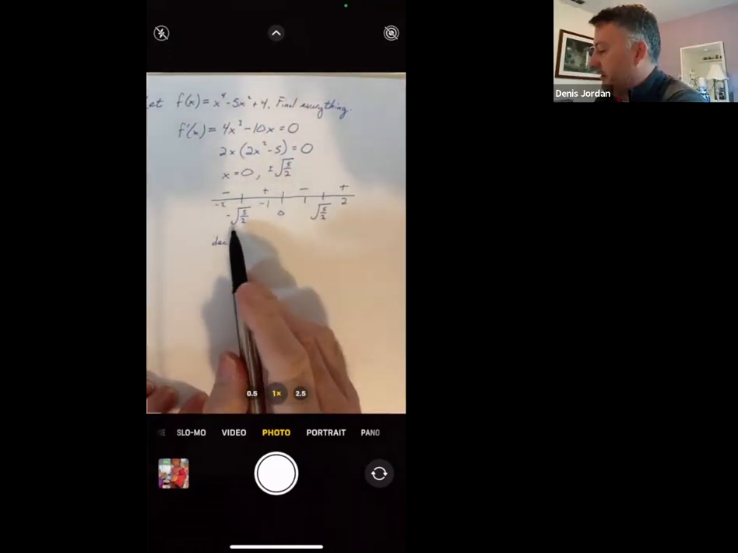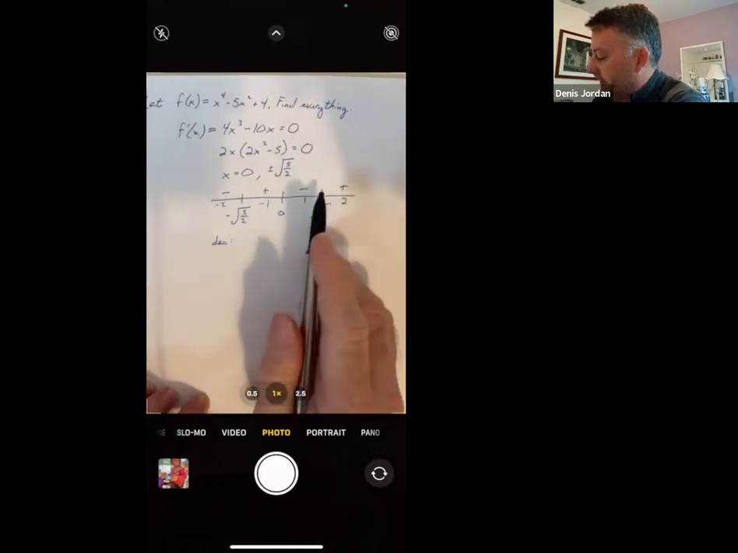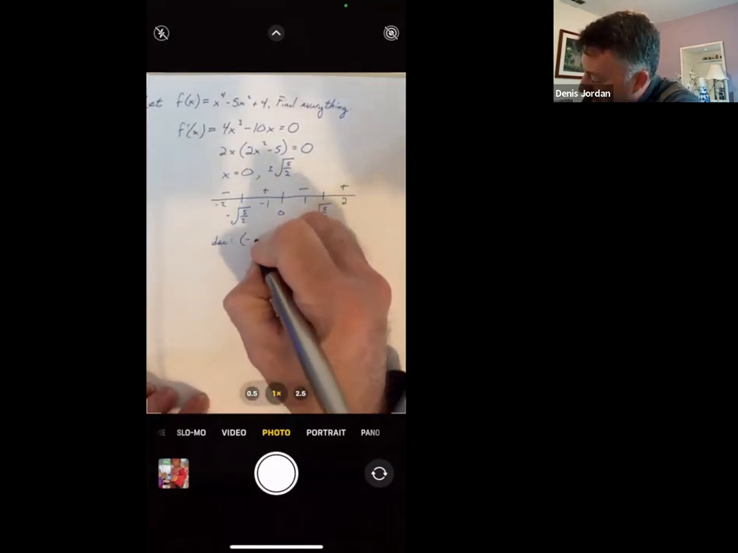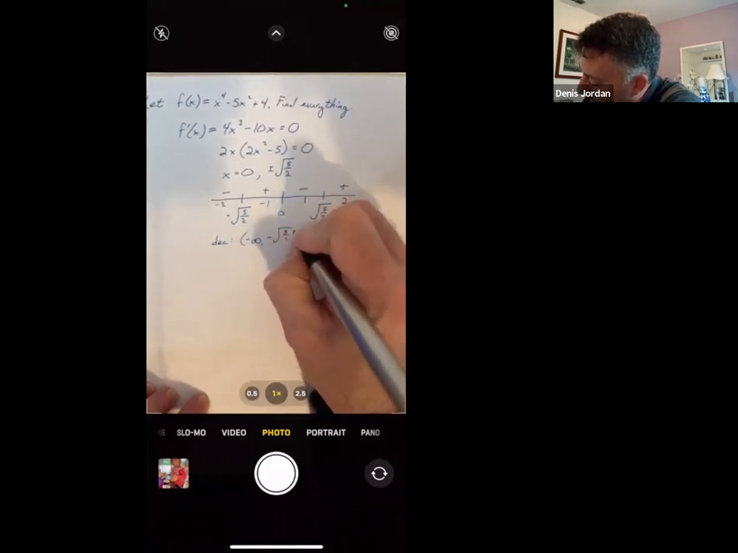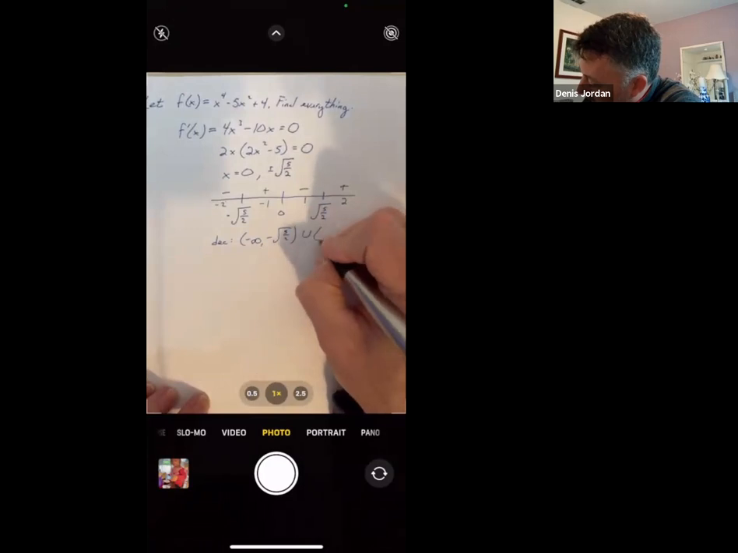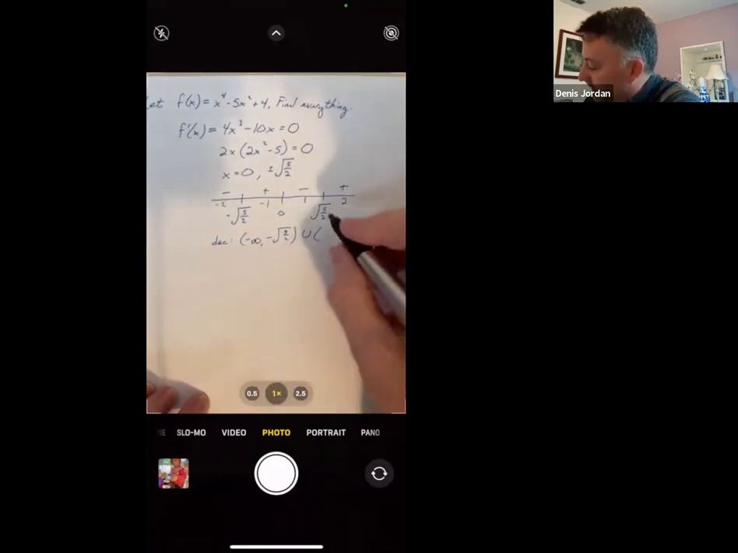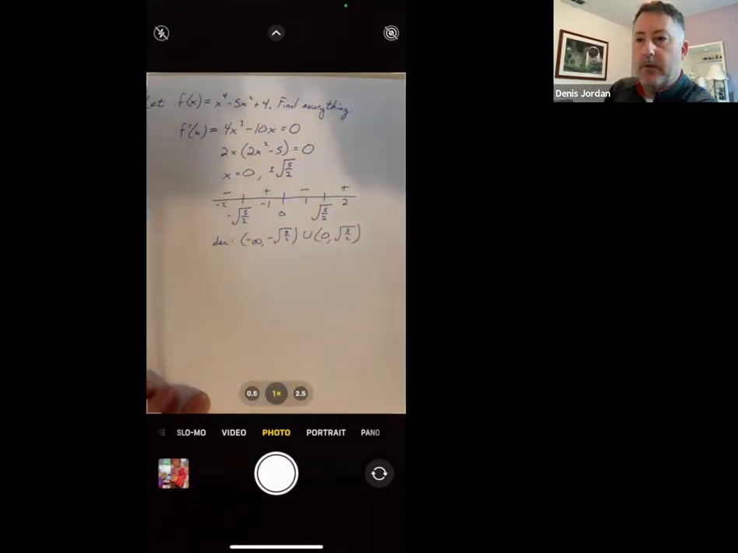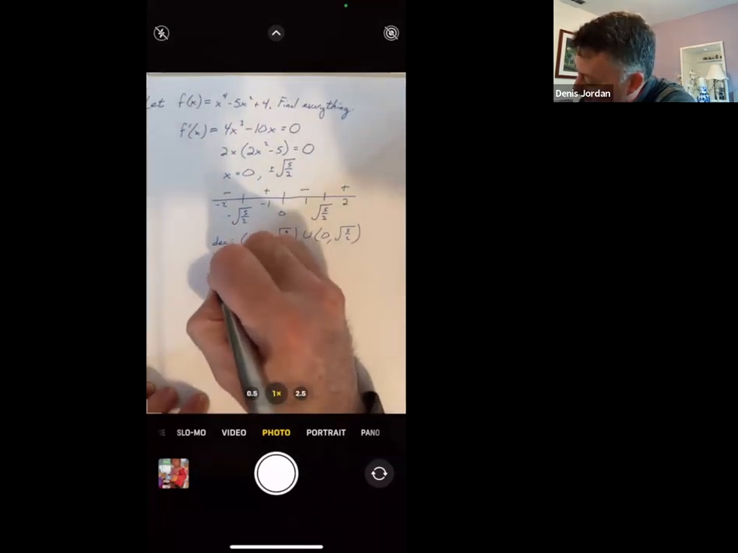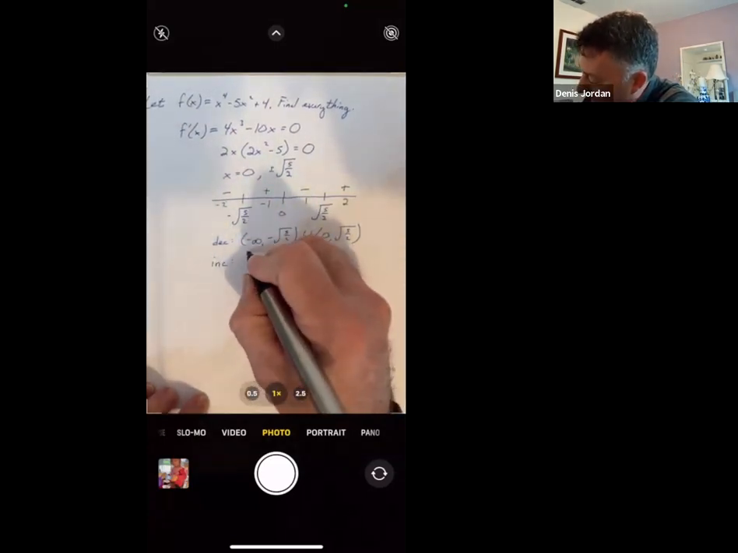Okay, so you're decreasing on all the intervals that have the minus signs. So from negative infinity to negative √5/2, and from 0 to √5/2. And then it's increasing for all those plus signs.